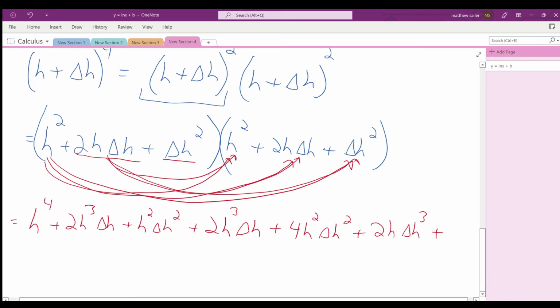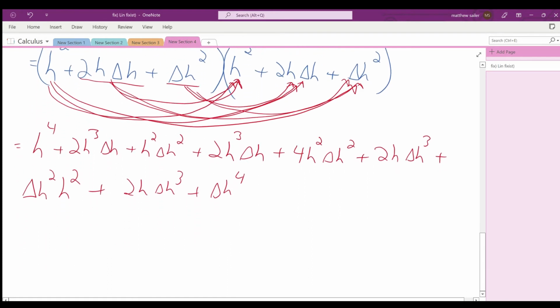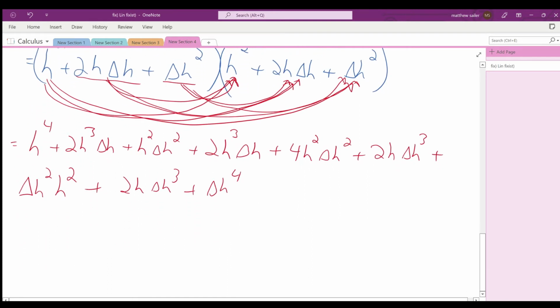Alright, so last 3 terms. So that's plus delta h squared, 2h delta h cubed, and delta h to the 4th. There's a lot of h's and delta h's, and let's see if there's anything we can combine. It does not. Oh yes, there's something we can combine.